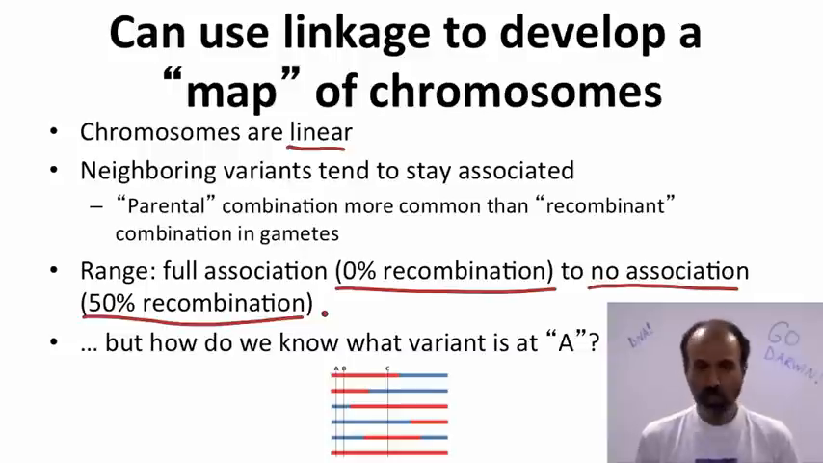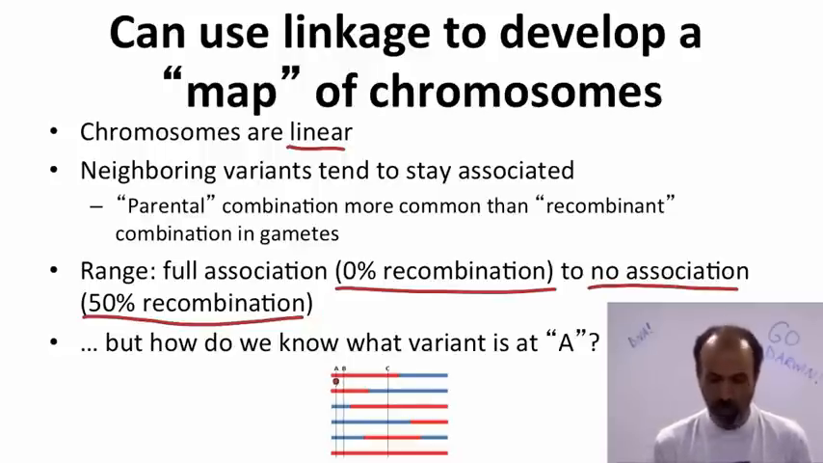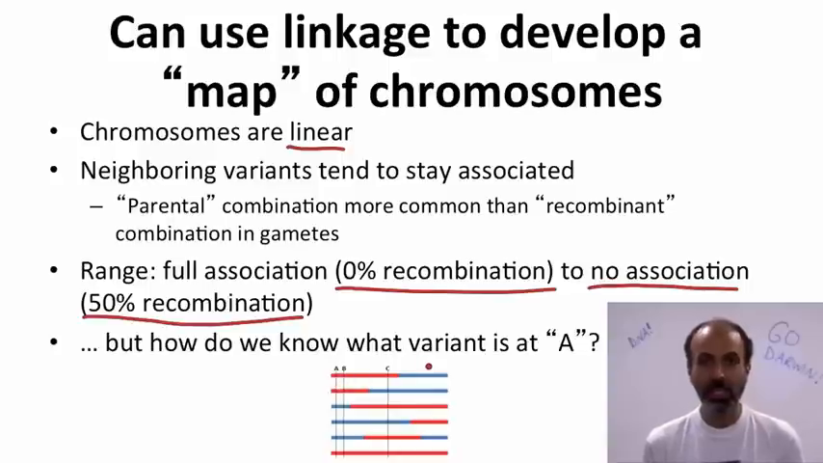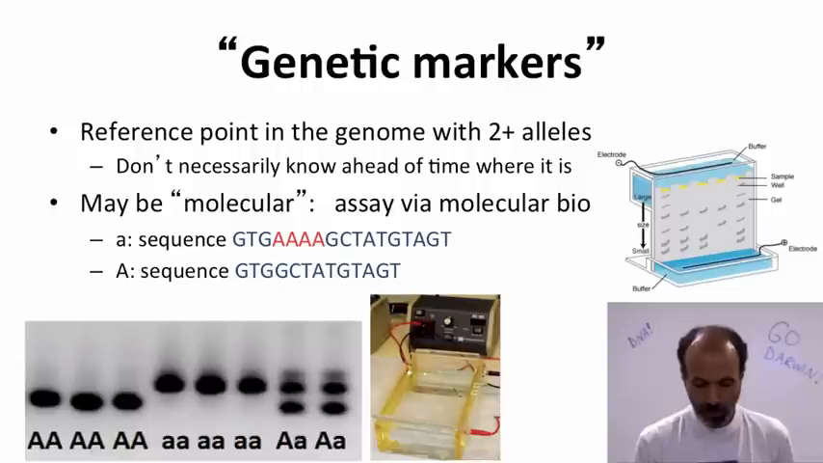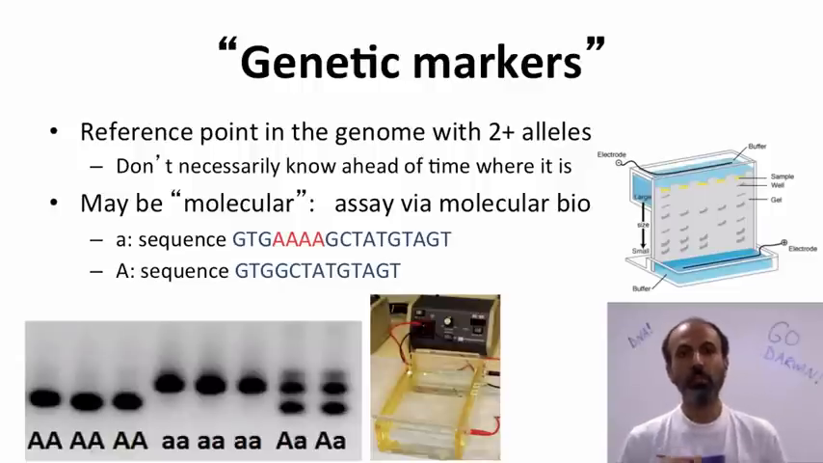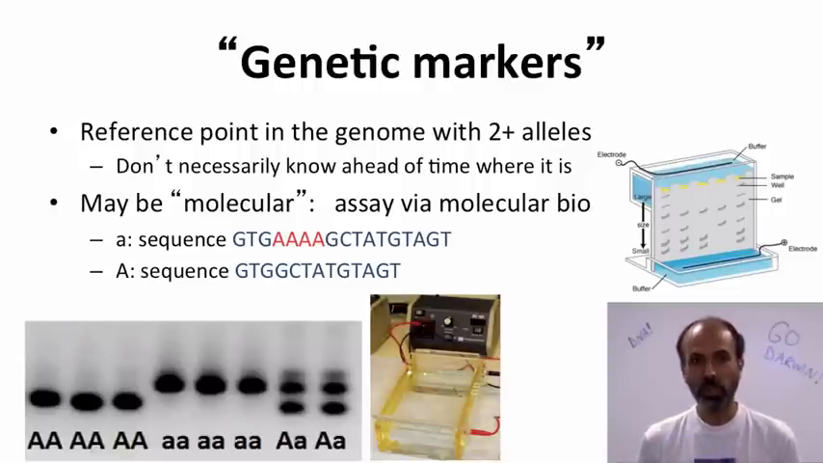Now, let's start by looking at how we identify what's going on along these chromosomes. So I was depicting these chromosomes before and referring to points A, B, and C along them. But how do we know what variant is at A, what variant is at B, or what variant is at C? Well, the answer is we use genetic markers. The genetic markers are basically reference points in the genome that have two alleles or more. They have two forms or more.